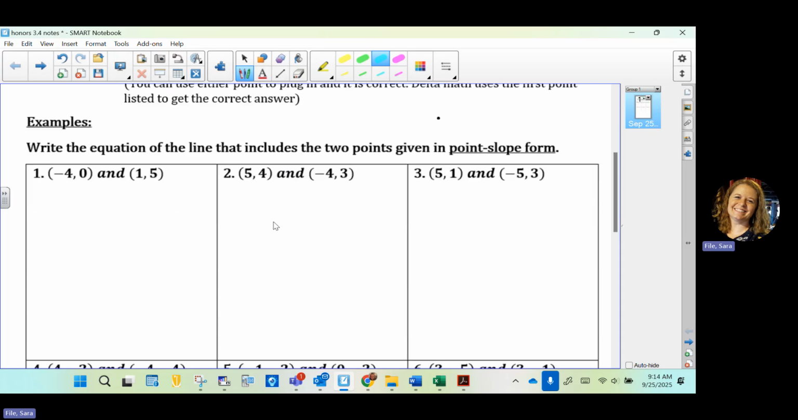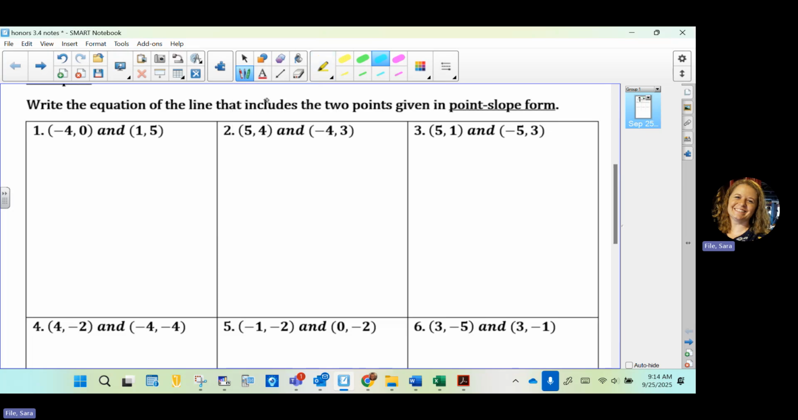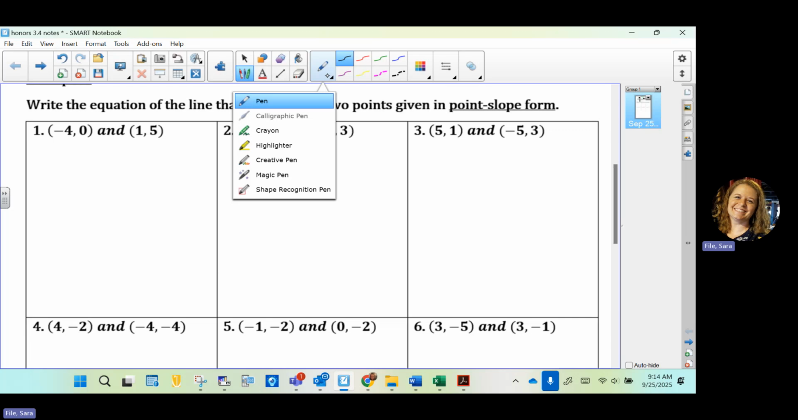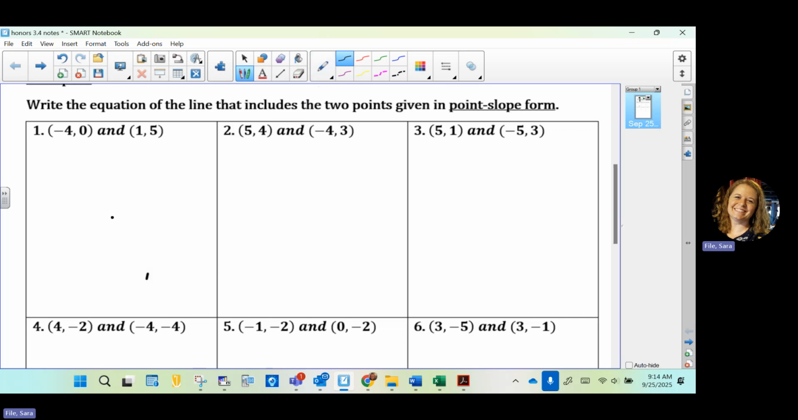Okay, so here are my 2 points. You can label them if you need to. Some of you prefer to, some of you don't. It doesn't really matter. So I'm going to find my slope by doing the change in y over the change in x. So it doesn't matter which one goes first. I could do 5 minus 0 or 0 minus 5, as long as then I'm consistent on the bottom with the order I put my x's. Okay, so I think y'all are used to just doing the second point first. So 5 minus 0 on top, and then 1 minus -4 on bottom.